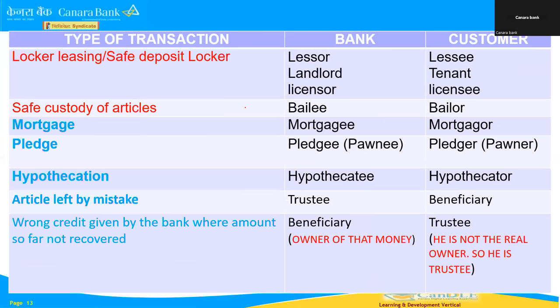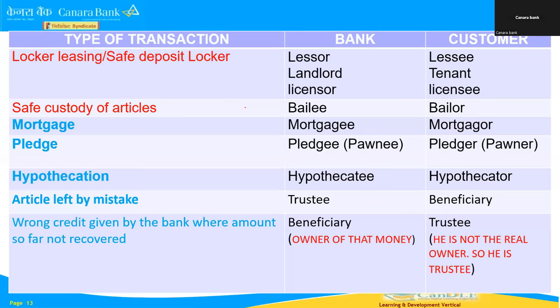Then locker. When you are hiring a locker to a customer, even when you are taking a personal lease, you call your landlord a lessor, right? Your owner is a landlord, you are a tenant. Same here also. Who is giving the locker? Bank is giving the locker. Bank is landlord, the customer is tenant. In other ways, we can also call landlord and tenant. And one more also we will use. What? Lessor. Who is lessor?